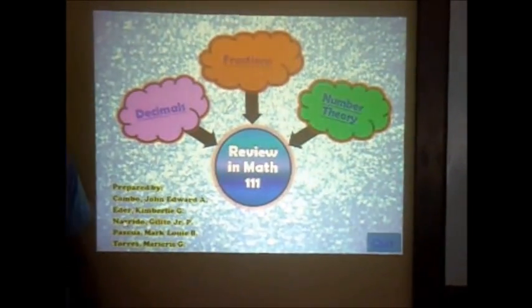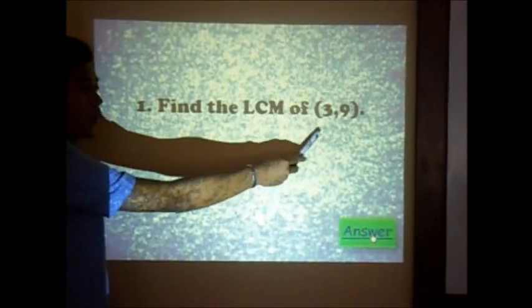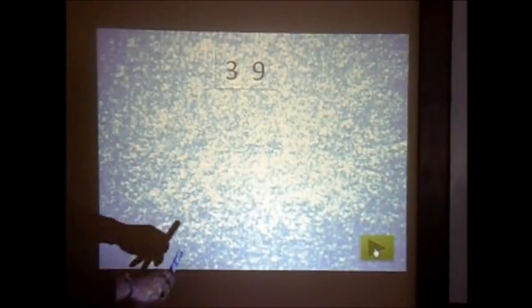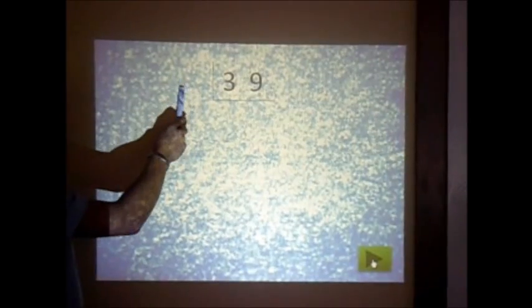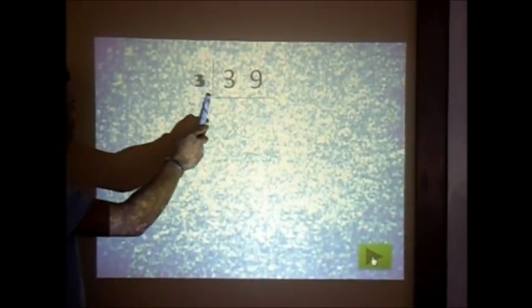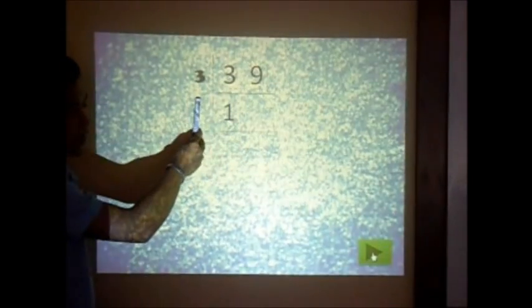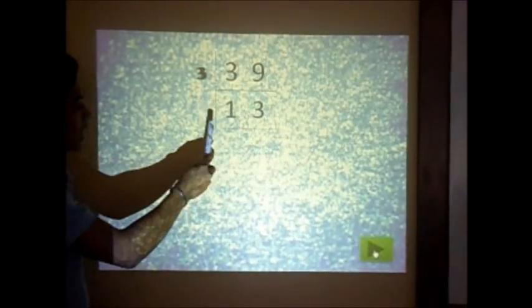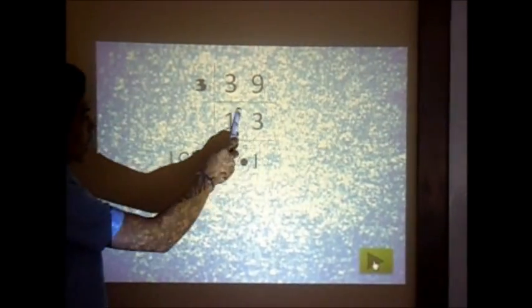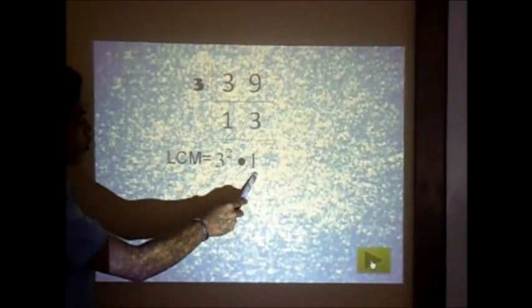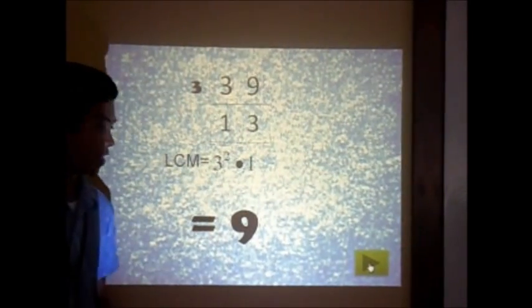So let's now move on to number theory. The first question for the number theory is, find the LCM of 3 and 9. And the answer: so we have 3 and 9, we get the GCD or the GCF, 3. And 3 divided by 3 is 1. And 9 divided by 3 is 3. So our least common multiple, we simply multiply these numbers. So 3 squared times 1 is 9.